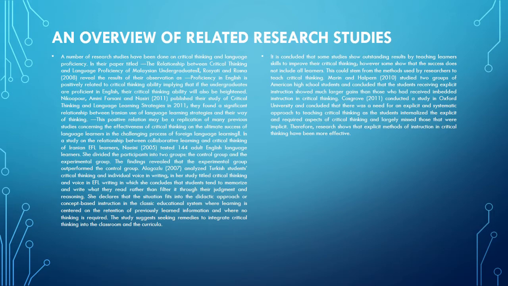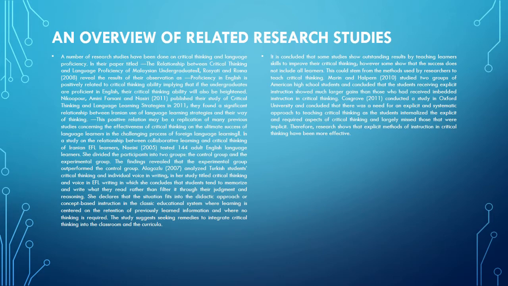It is concluded that some studies show understanding results by teaching learners skills to improve their critical thinking. However, somehow the success does not include all learners. This could stem from the method used by researchers to teach critical thinking. Marin and Harper in 2010 studied two groups of American high school students and concluded that the students receiving explicit instruction saw much larger gain than those who had received embedded instruction in critical thinking.